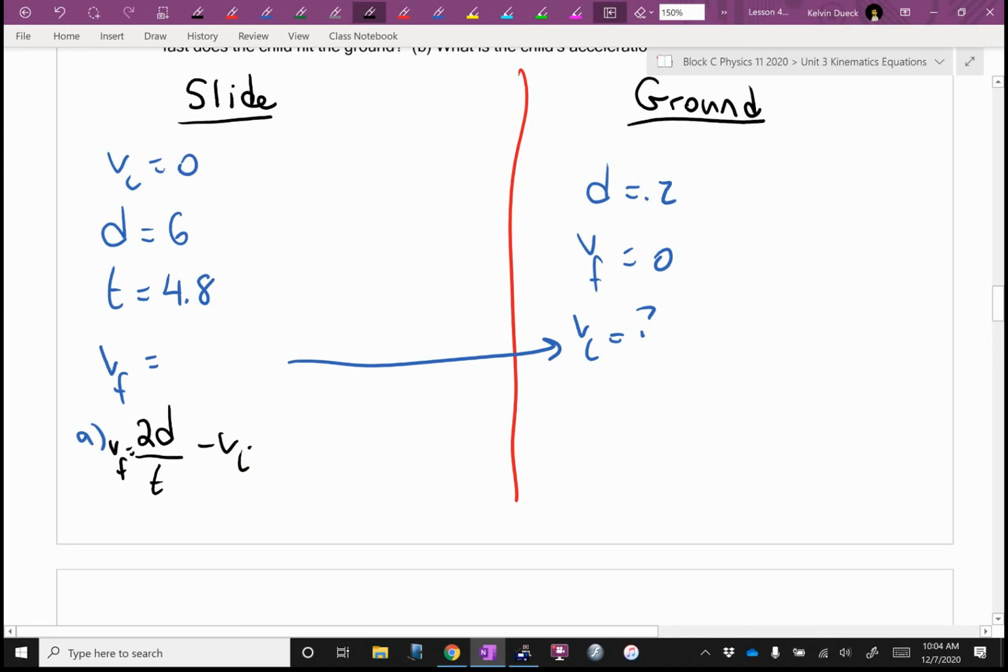Oh, what was VI as a number exactly? 0? Okay. So it's going to be 2 times 6 divided by 4.8. I think I do that in my head. 2 times 6 is 12 divided by 4.8. That'd be the same as, can I do it in my head, Mr. Dewick? Sure, 120 divided by 48. So divide by 12, 10 divided by 4, 5 over 2, 2.5?